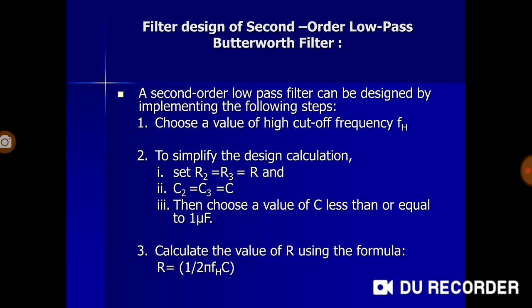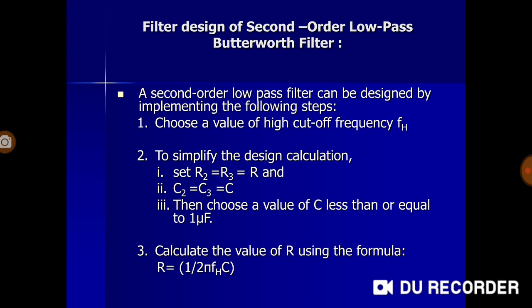Now for the filter design part, obviously we start as in the low pass filter. First we have to have the value of the high cutoff frequency FH. Next, what we do to simplify, because FH earlier was 1 by 2 pi RC, now it is 1 by 2 pi under root of R2 R3 C2 C3. So first we simplify it.